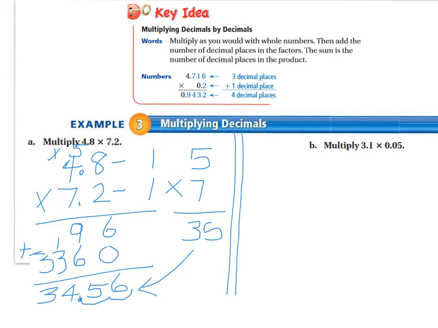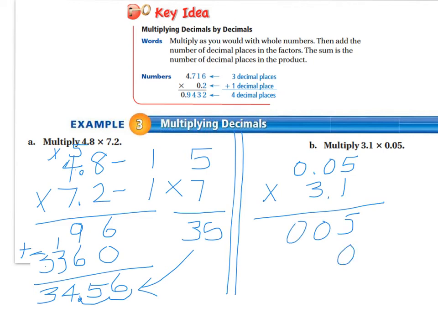Let's look at question B. Multiply 3.1 times 0.05. Again, I like to put the number with the most digits on top. You can do it the other way. It doesn't really matter. That's just my preference. First step, multiply as usual. 1 times 5 is 5. 1 times 0 is 0, and 1 times 0 is 0. 3 times 5 is 15. 3 times 0 is 0 plus 1 is 1, and 3 times 0 is 0.